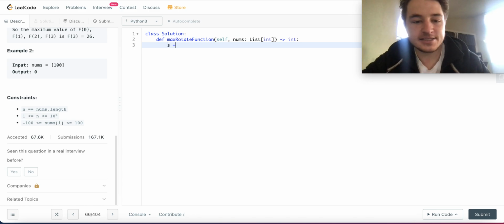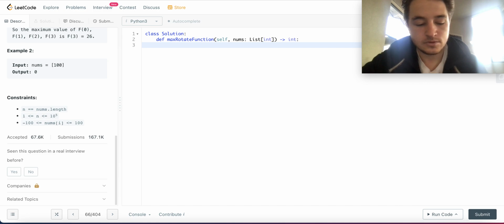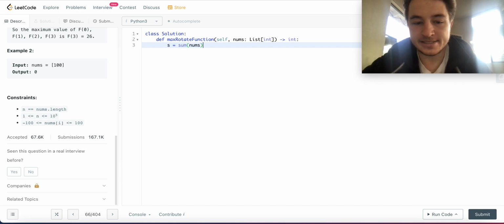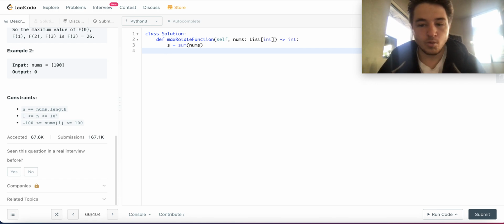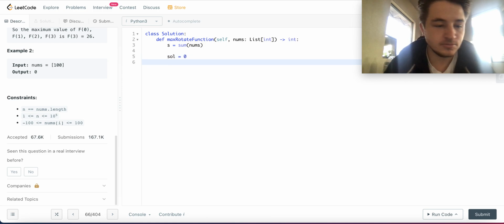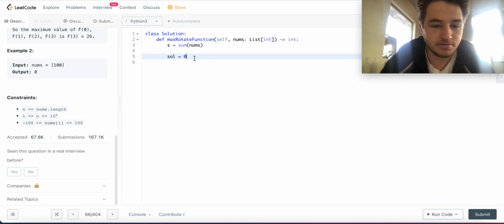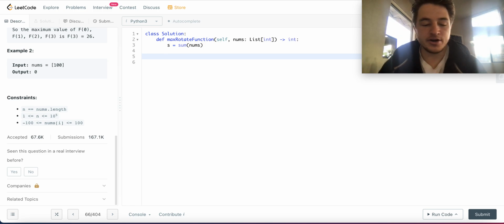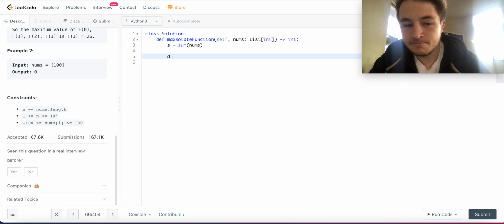So we'll call S the sum. So S equals sum of nums, right? And then I said we need to calculate number 1, right? Let's have our sol equals 0, so we don't know what our best solution is. Okay, well, nums could be negative, so don't want to do that, actually. So let's first find our number 1. We'll call that our dynamic programming solution, D.